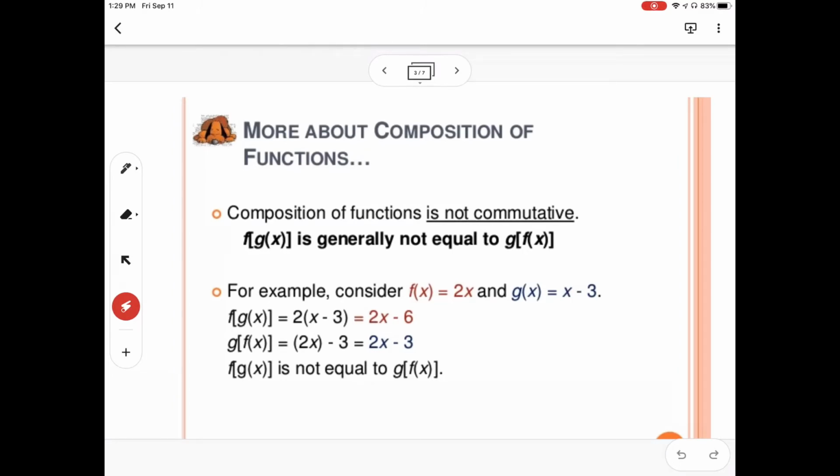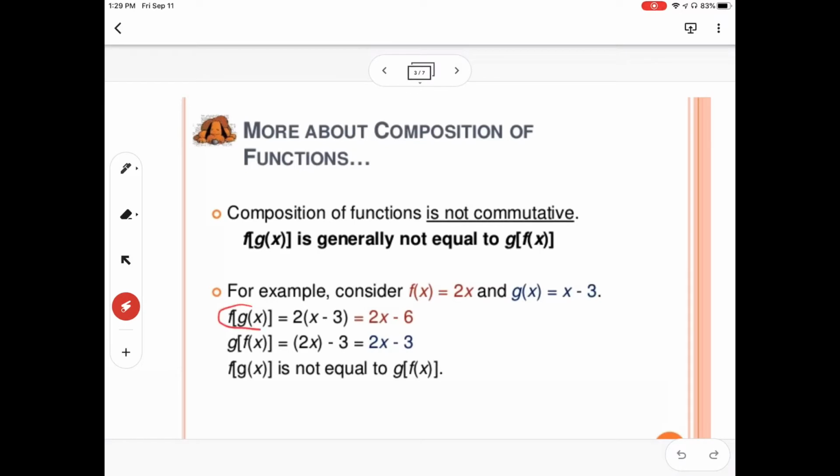sometimes they are commutative, sometimes they aren't. It just depends on the two equations that you're given, right? Generally, they're not equal. More often than not, they are not the same, and they're not commutative. But sometimes it does happen. So what we're going to do today is talk about how do you know if they are or not.